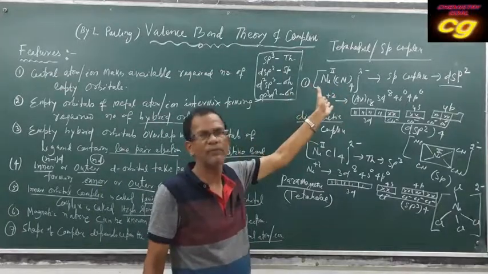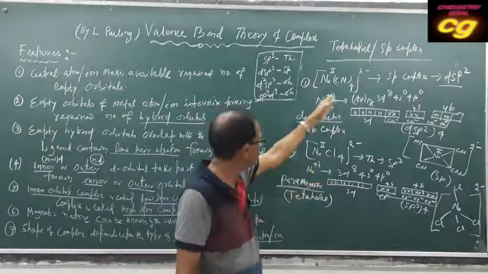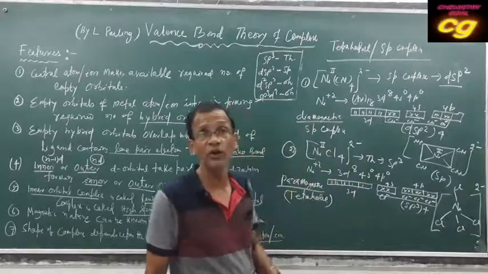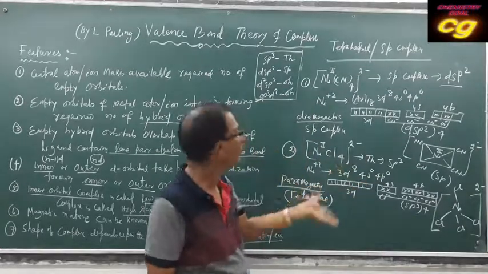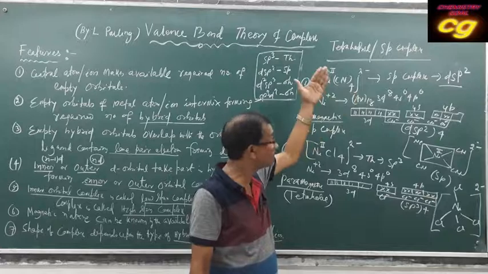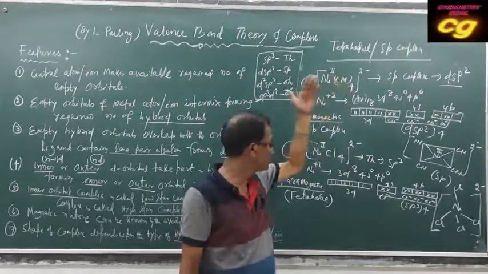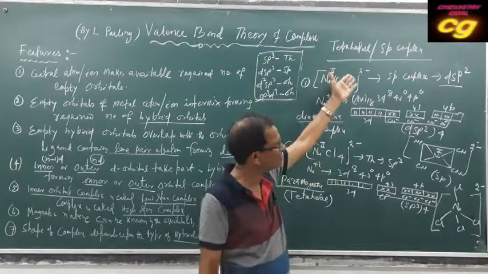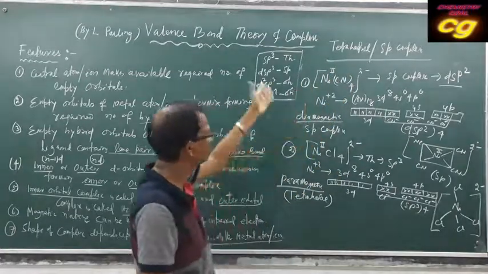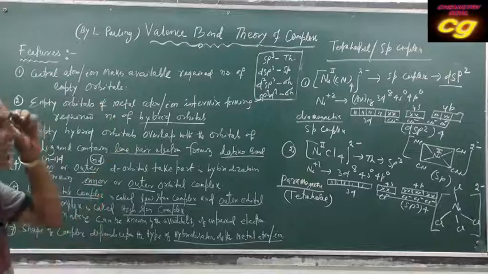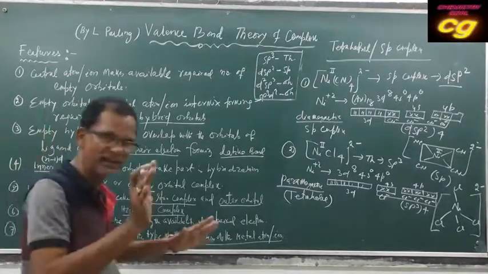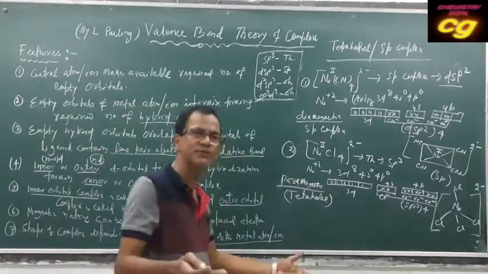It also depends on the nature of the metal ion. Here we discuss which orbital is inner, which orbital is outer, which complex is tetrahedral, and which complex will be square planar. It depends on what? The nature of the ligand. I will give some examples. You write them down. You have to practice more.